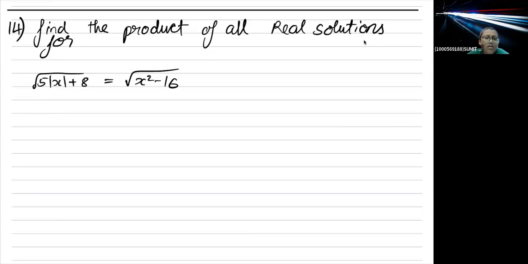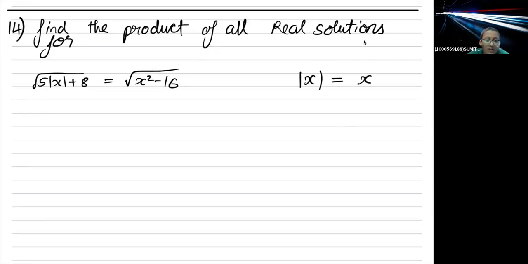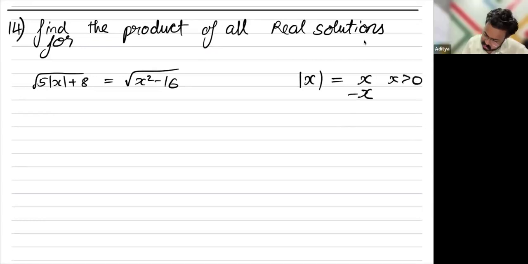Sir, is that mod? Yeah. So this symbol, mod of x, is x if x is greater than 0, and minus x if x is less than 0. It is also called the absolute value.